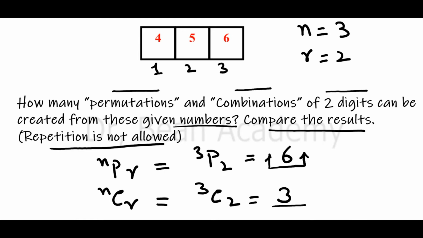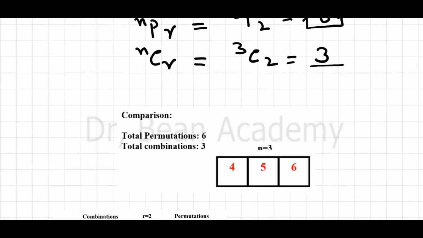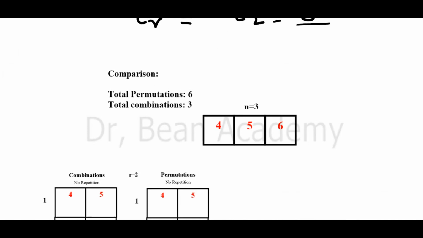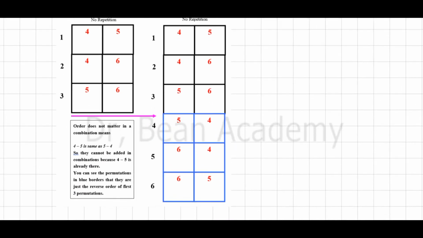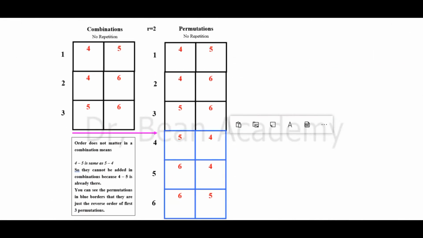And let's see the results and try to understand what the difference is. So here is the comparison. Total permutations are 6 and total combinations I can make from these 3 digits is 3. I have done it manually. So here I have 6 permutations and I have 3 possible combinations. So you see the difference.